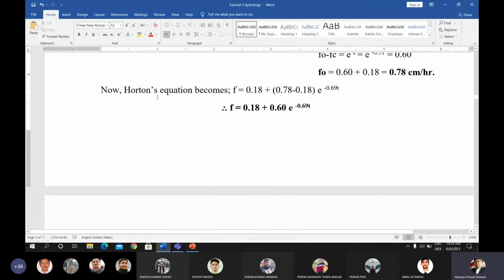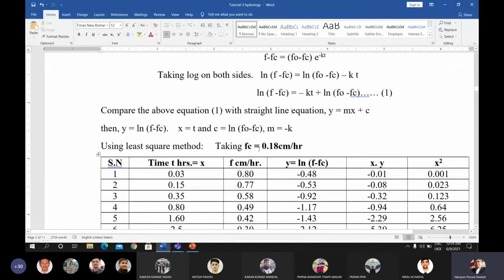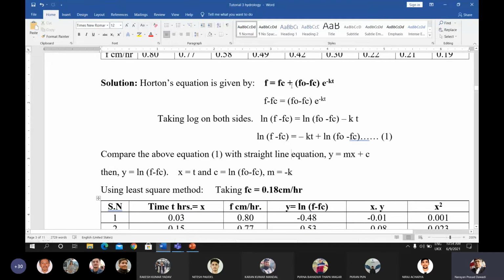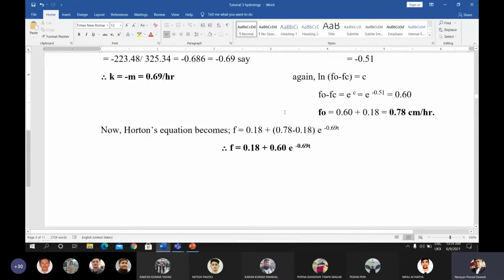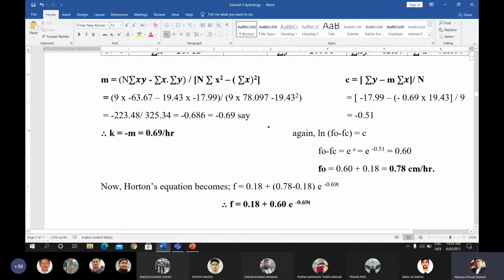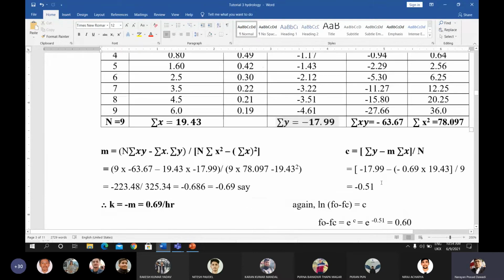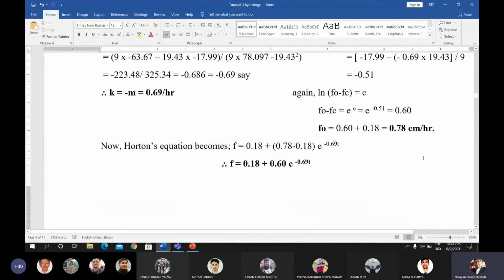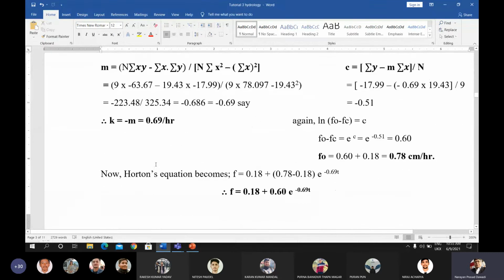Now Horton's equation becomes f is equal to fc, the value of fc is taken as 0.18, plus f naught minus fc. f naught is 0.78 minus fc 0.18, which gives the value of 0.60. So f naught minus fc is 0.60, e power minus kt. k is equal to 0.69, so minus k t becomes minus 0.69 into t. This will be Horton's equation.